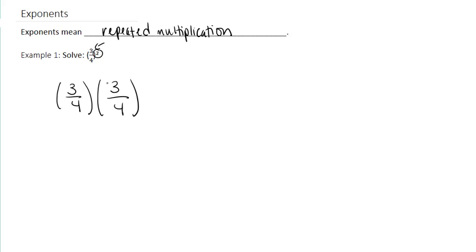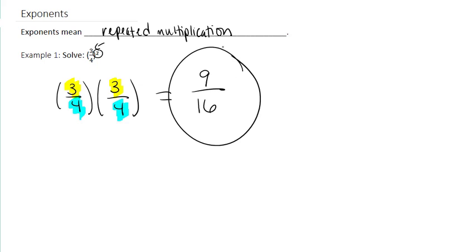So we have 3/4 times 3/4, which is equal to, and how we do this is we multiply the top 2 numbers together and we multiply the bottom 2 numbers together. So we get 3 times 3, which is 9, and 4 times 4, which is 16. And that would be our solution to this problem. So let's go look at another example.